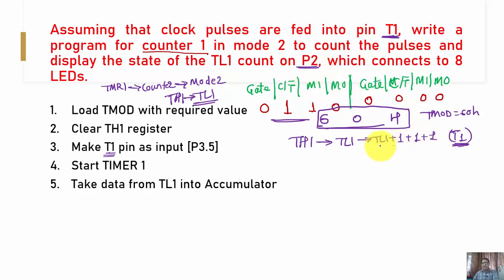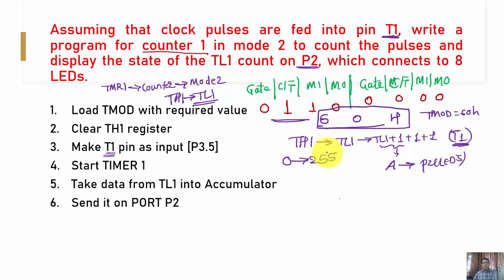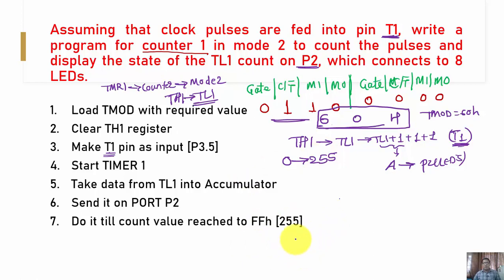So this content, every time after incrementing, I am going to copy into the accumulator, and this accumulator content I am going to send simply to port P2 where my LEDs are connected. In this way, this operation I am going to do from 0 to 255 pulses. Once it reaches the maximum value, that is 255, the flag gets set.